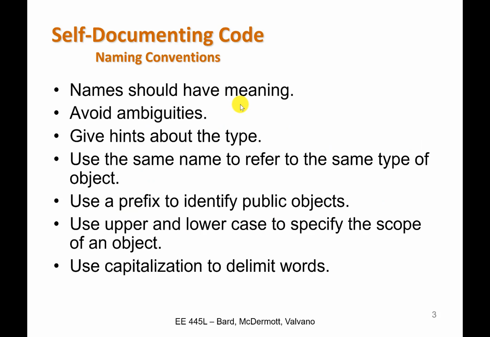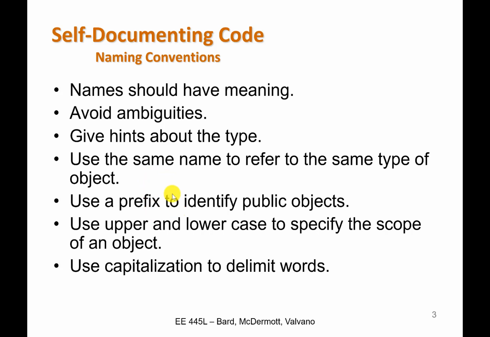It shouldn't be ambiguous. It should give hints about the type. In other words, is the variable a pointer? Is it an integer? Is it signed? Is it unsigned? We're going to use the same syntax, the same structure of naming throughout our entire project.